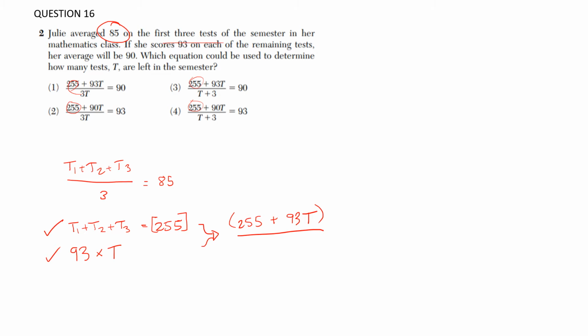Now, we're going to do an average, so we have to divide by how many tests she's taken. The first 3 tests, that's 3, plus the remaining T tests that we don't know how many. So we'll put 3 plus T on the bottom. And they said that should average out to 90. Just by dissecting that problem and translating the words into this model, we can compare it to the answer choices, and it looks like choice number 3.